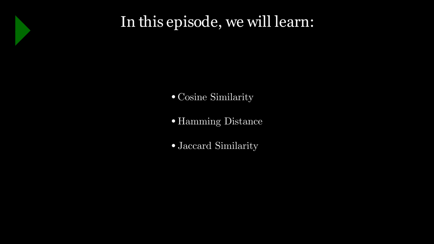In this episode, we will dive into three more similarity measures. Cosine similarity, which evaluates the angle between vectors. Hamming distance, which counts differing elements in sequences. And Jaccard similarity, which compares the intersection and union of sets. Let's start.